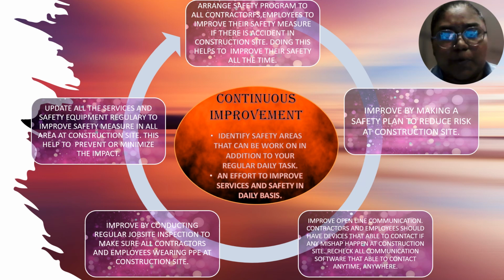Third, improve open line communication. Constructor and employee should have device that is able to contact if any mishap happens at construction site. Recheck all communication software that is able to contact anytime, anywhere. Fourth, improve by conducting regular job site inspection to make sure all constructor and employees are wearing PPE at construction site. Last, update all the services and safety equipment regularly to improve safety measure in all areas at construction site. This helps to prevent or minimize the impact.